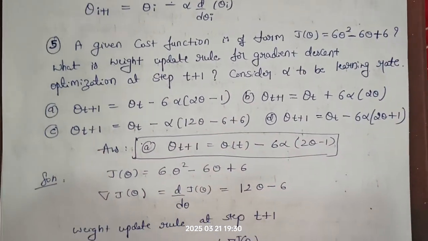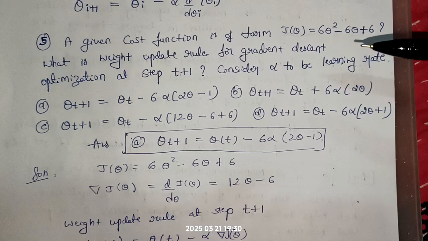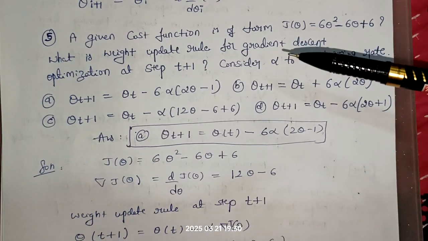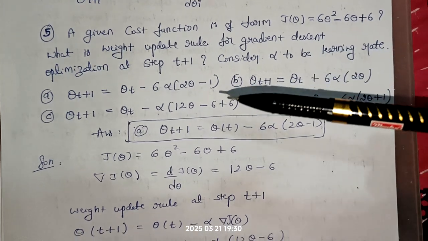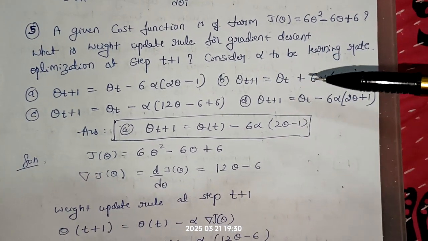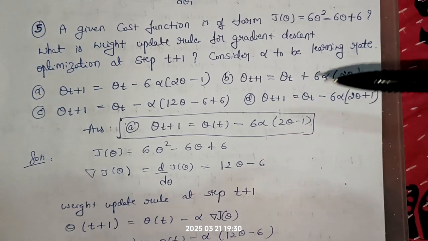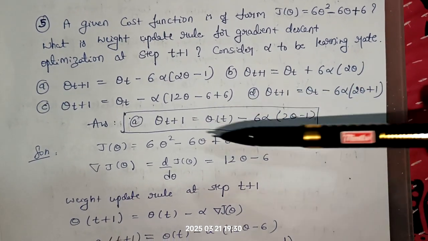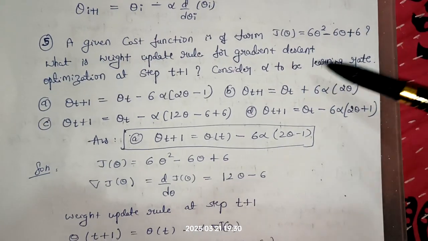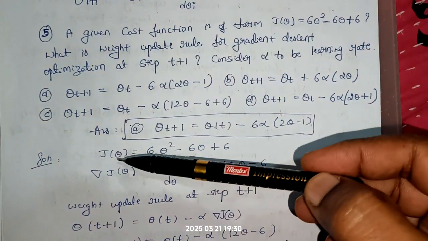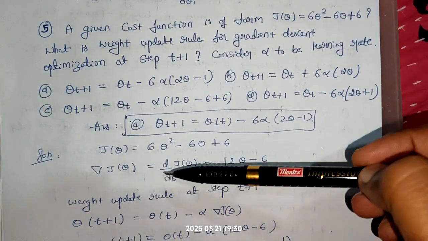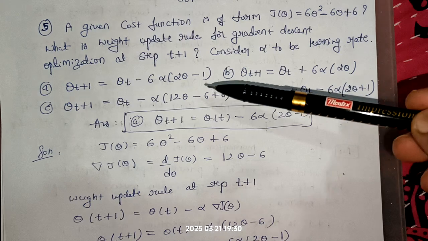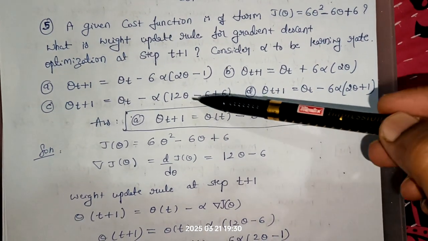Fifth one, a given cost function J of theta equals 6 theta square minus 6 theta plus 6. What is the weight update rule for gradient descent optimization at step t plus 1? Consider alpha to be the learning rate. Four options are given, and a little confusion will occur between A and D. Let's see. J of theta is given, so take the differentiation of J of theta. You will get 12 theta minus 6. So in this case, 12 theta minus 6 is here, so this is not the correct one.